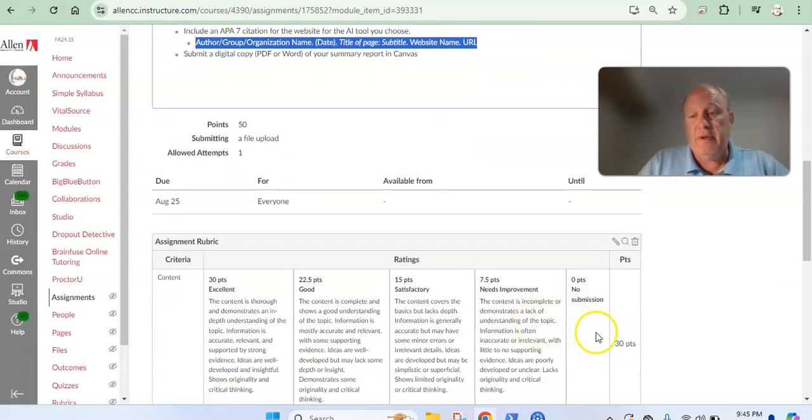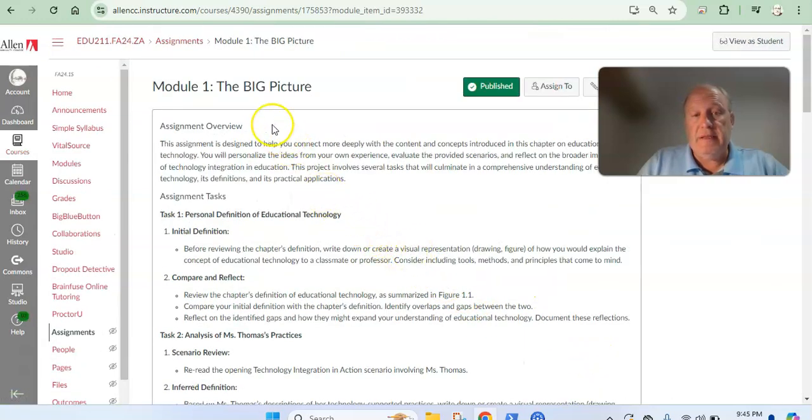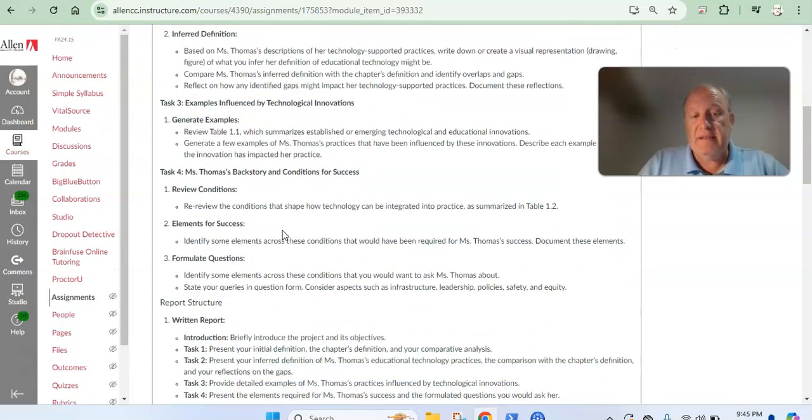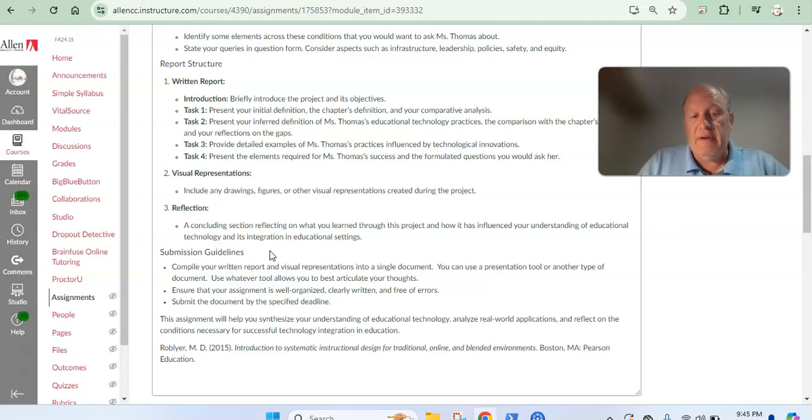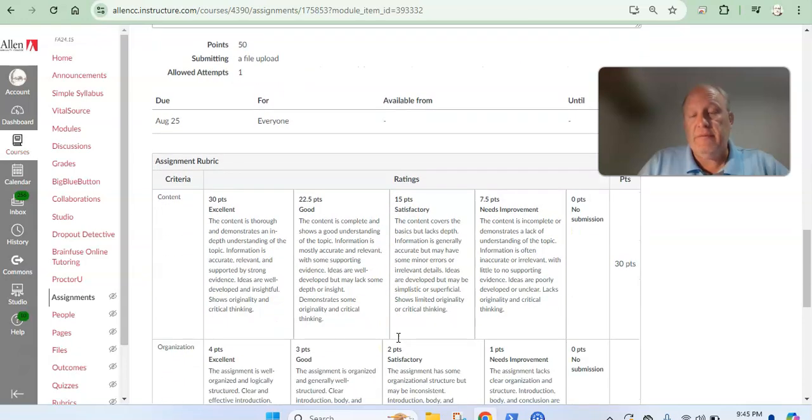And notice there's a rubric to go along with it. And your next assignment is a big picture assignment, similar setup, has some tasks. It describes what you need to be doing, and it gives you your submission guidelines, and you have a rubric to go along with that as well.